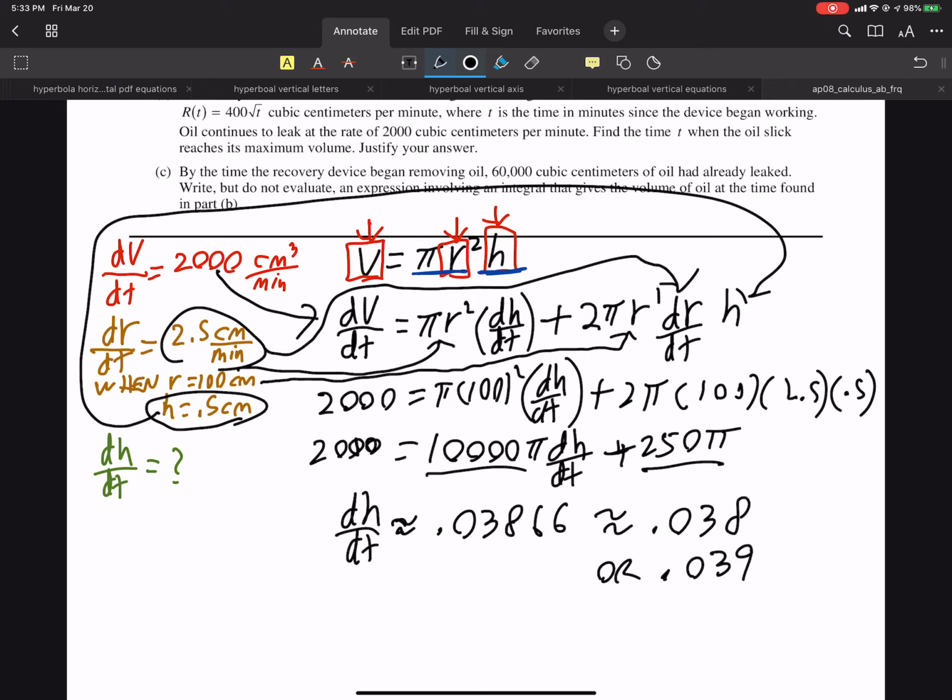Yes! Now, let's read the question, because you always read the question. It does not ask for units, so I don't need the units. Bam! Part A, done. We still have part B and part C. So let's keep working here.